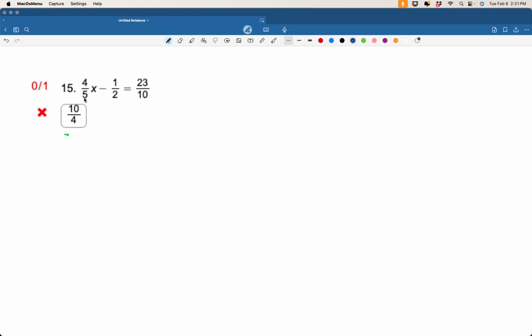So it's really easy to get there. What we're going to do is change these denominators and make them all 10. So we're going to rewrite it. I need to multiply this whole fraction by 2, so it's going to be 8 over 10 times x minus, we'll multiply this whole fraction by 5, so it'll be 5 over 10 equals 23 over 10, right?